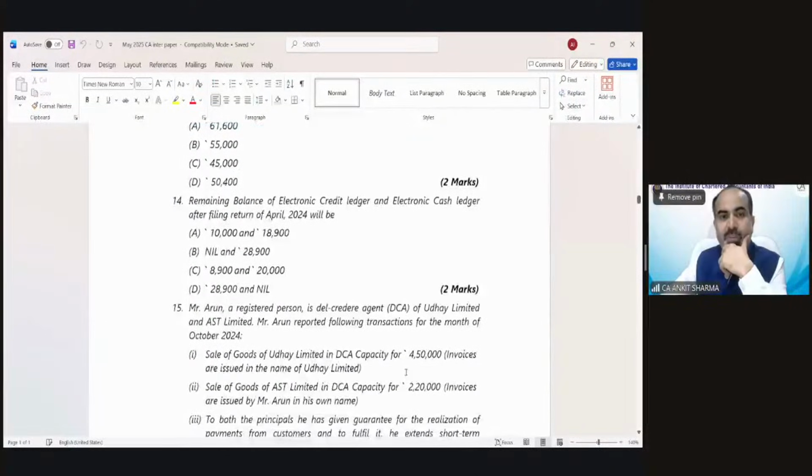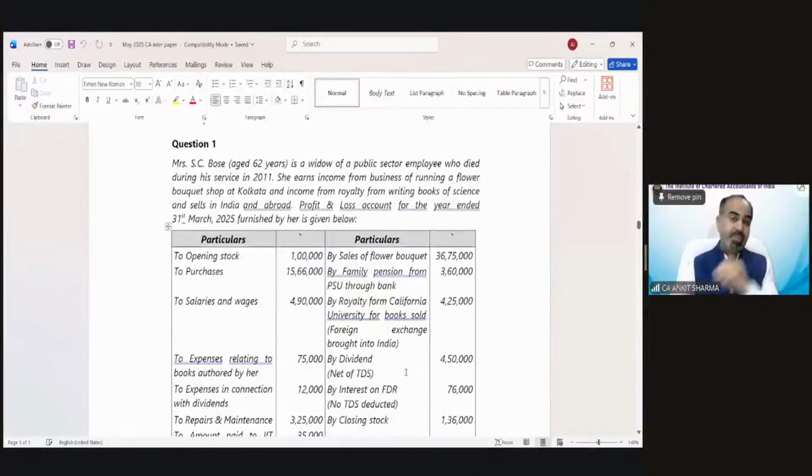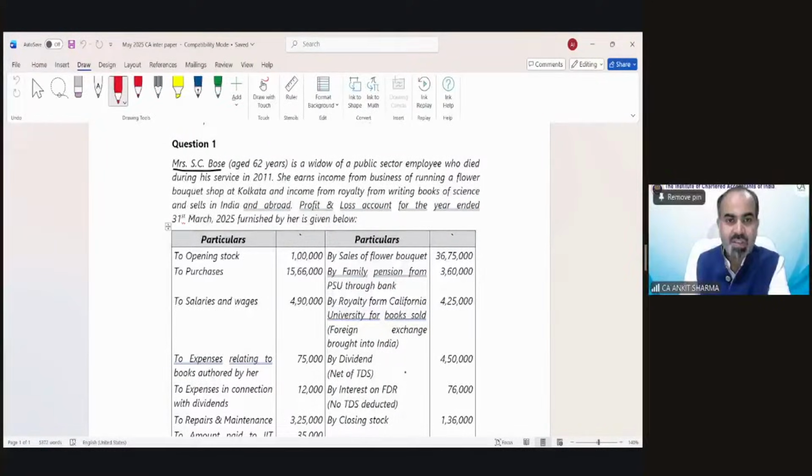So this is our descriptive question, question number 1. Mrs. S.C. Bose. I always believe that when there is a question in front of you and you are reading it, kindly mark the points you think could be important for the purpose of your question. Like in this case, Mrs. S.C. Bose, age 62 years, is given. You can just mark it. Maybe it would be helpful, because age is relevant in income tax in certain cases for applicability, exiting his service in 2011.